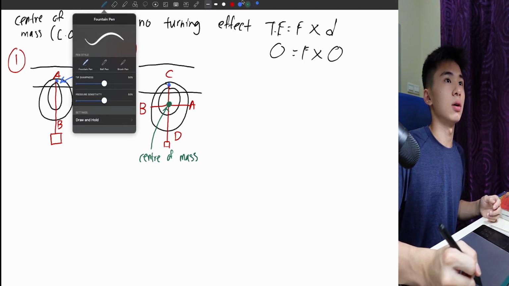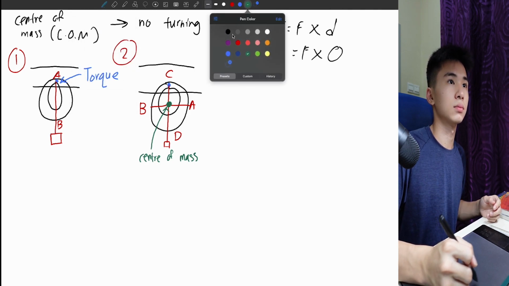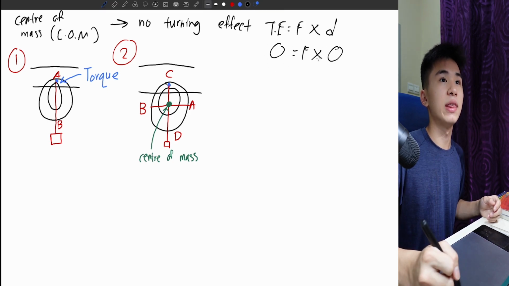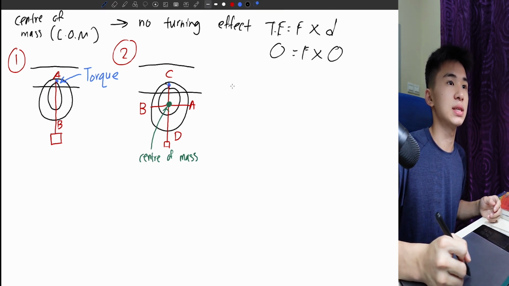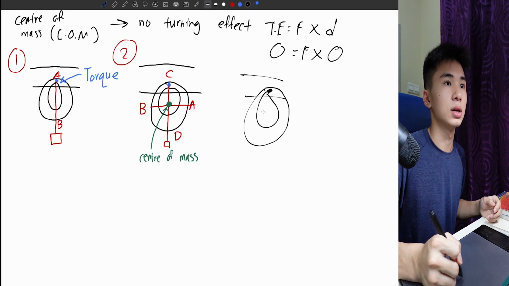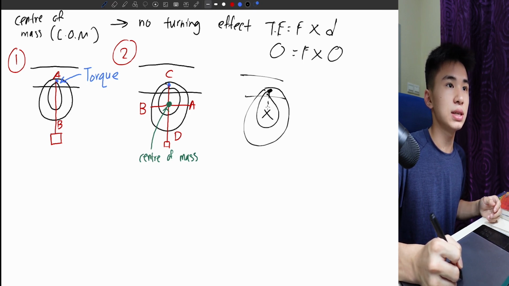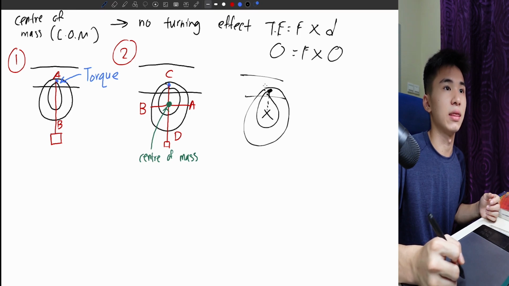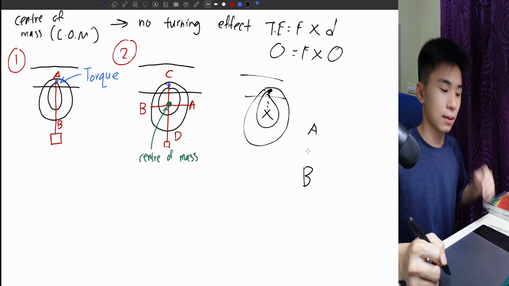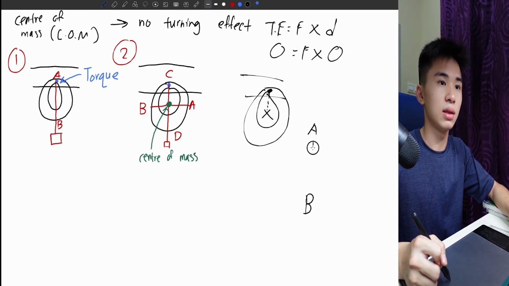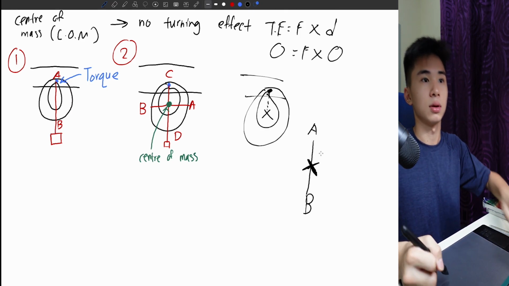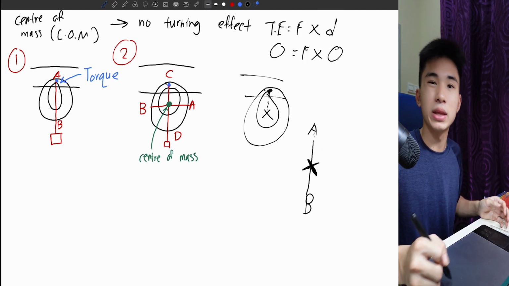So the reason is simple. Look at this equation right here. When there is no perpendicular distance, which means there is no, let me just roughly draw it, the torque right here, right? So this will be our center of mass. As you can see, there is no distance between the center of mass and the torque right here. Just now is A and B, and this is the line, and the center of mass is here, okay? So there is no perpendicular distance.